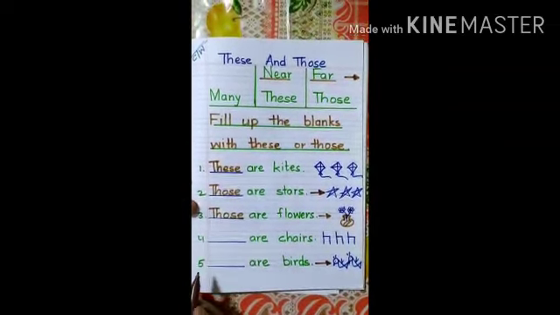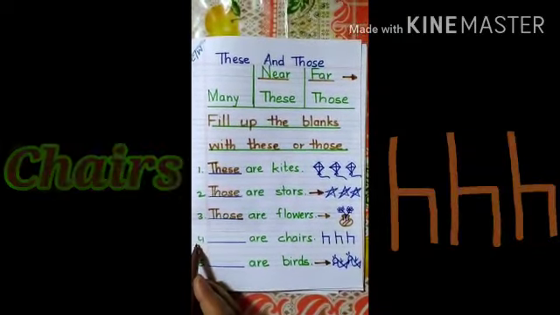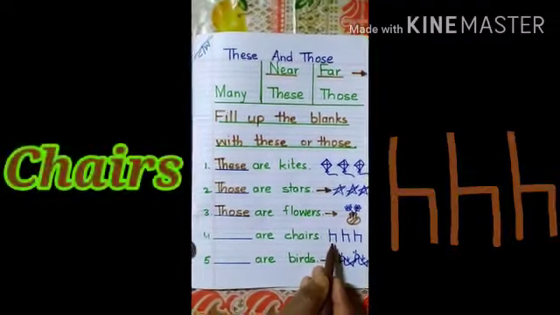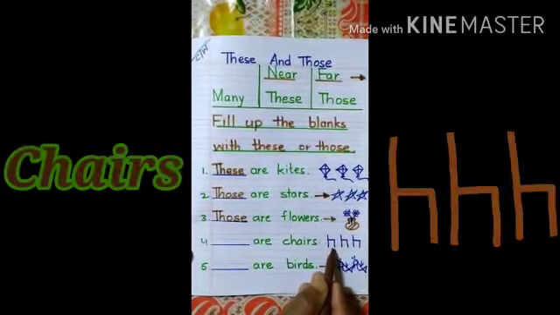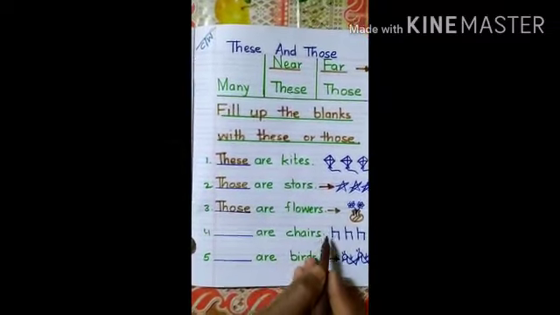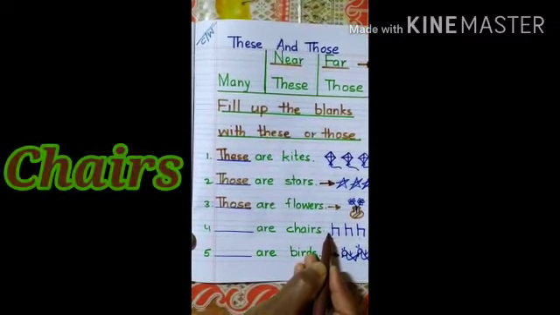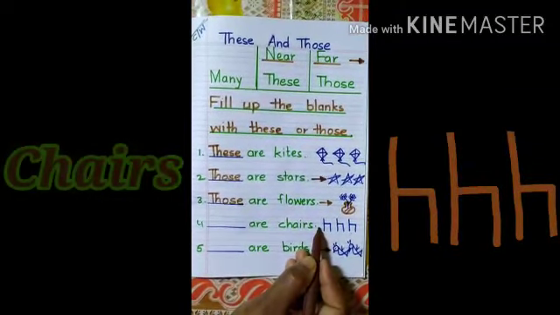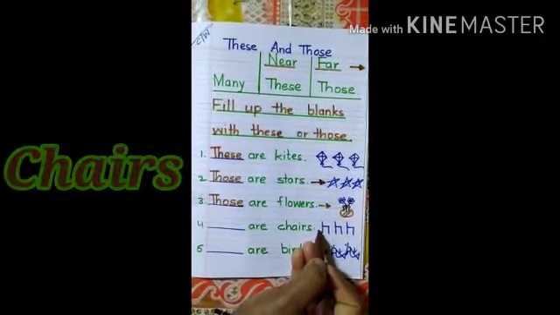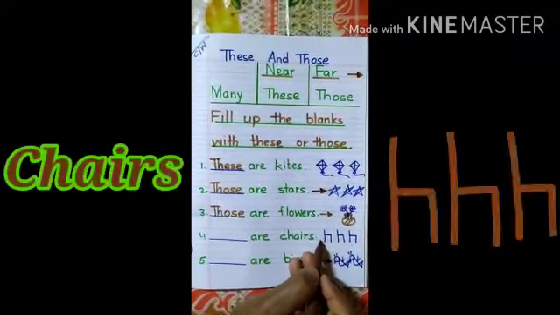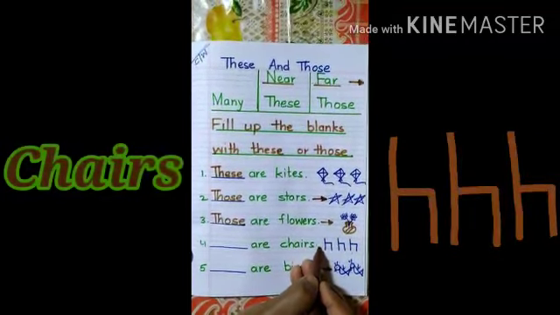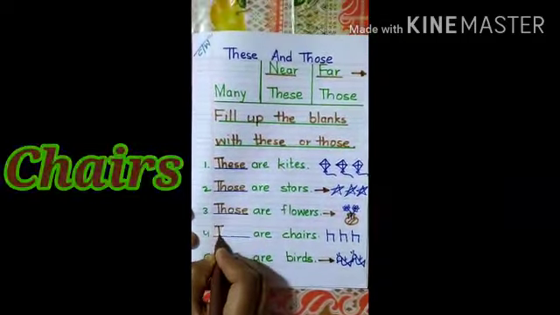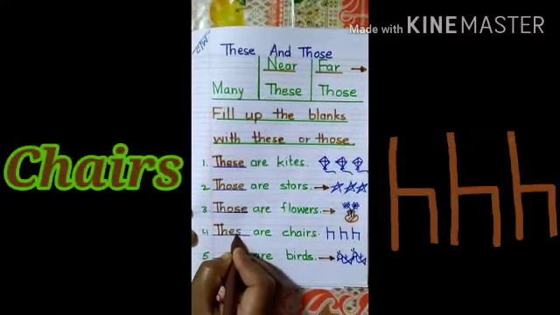Now in the fourth sentence, what do you see here children? Dash are chairs. You can see chairs here. Count children. 1, 2, 3 chairs there. So any arrow? Is it far or near? No, there is no arrow. So that means it is near to us. So what you're going to write children? For near to us, what you're going to write? These. These are chairs.